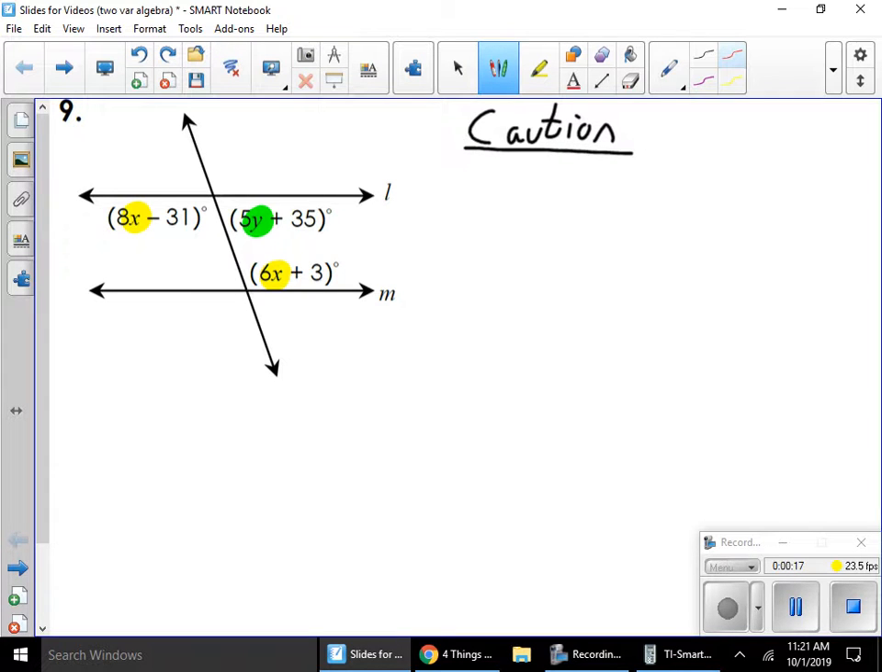Something that people try to do is write an equation that contains both variables. Notice what I'm doing here is setting up a linear pair equation. Because those two angles are next to each other and form a line, their measures do add up to 180. This equation is true, but it's not useful yet.